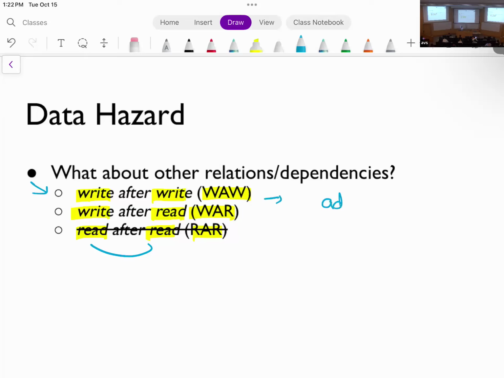Let's say I have something like this: add x3, x2, x1, okay? And then at some point, I'm going to have another add that is also x3, but this time, let's say x0 and x4. So in this particular case, we are writing to x3 twice. This is what we call write after write. So do you think that we have a RAW data hazard? Do we have a data hazard here or not?